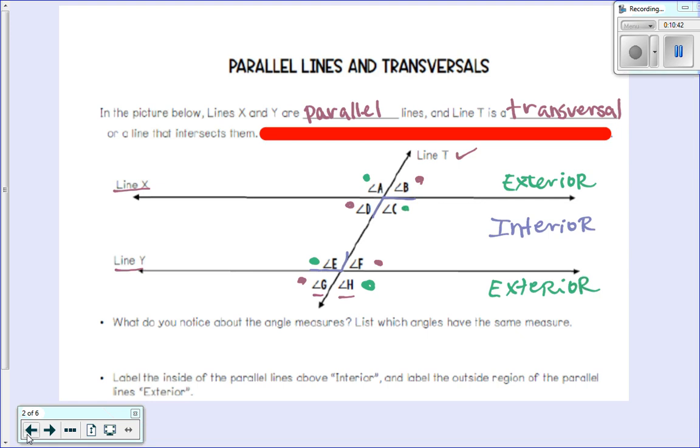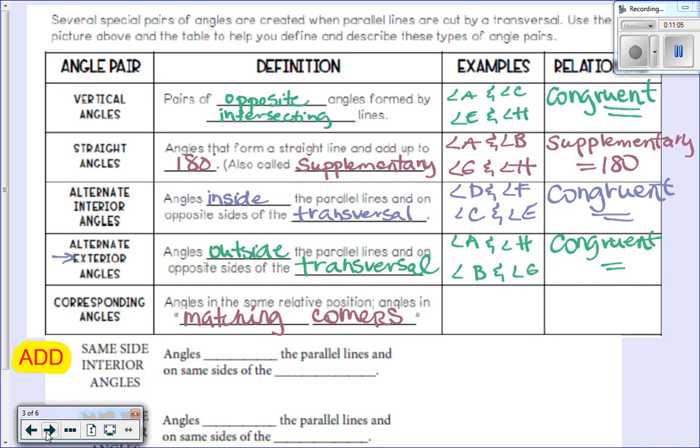Okay, so angle D corresponds to angle G. Are we good? Angle A corresponds to angle E. Are we good? So corresponding angles are what? They have the same color. You picked up on it? Congruent. You got it. So they are congruent. So that means we could set those angles up equal to each other.